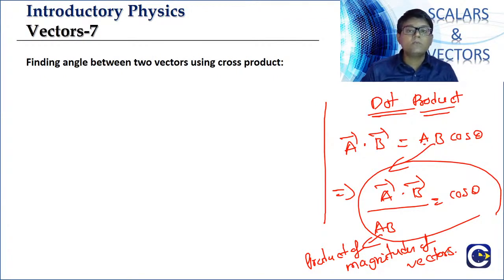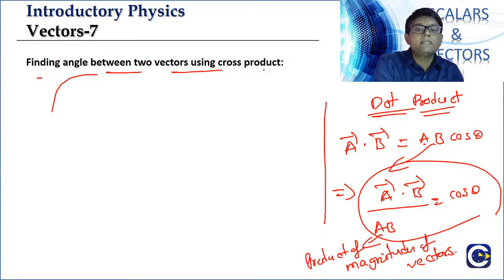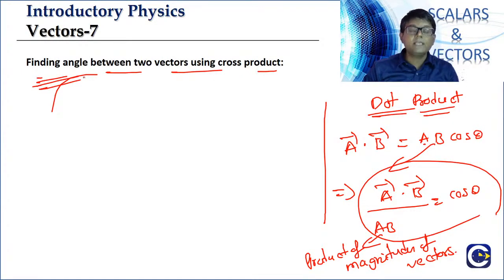So this is going to give us the angle. From here we can find cos theta, which means we will be able to know the angle between the vectors. Now we will see how the angle can be measured by using the cross product concept.